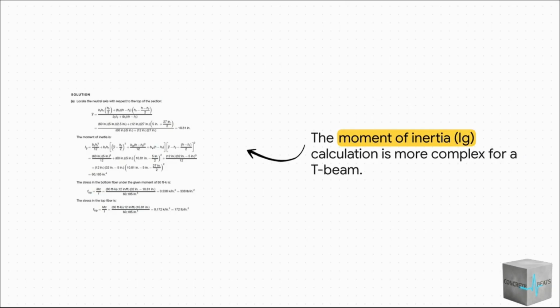To get the moment of inertia, I_G, for this shape, we have to use something called the parallel axis theorem. Basically, we calculate the inertia for the top piece and the bottom piece on their own, and then we add them together along with a correction for how far away they are from that neutral axis we just found. It's a beast of a calculation for sure, but look at the result. 60,185 inches to the fourth? That's way bigger than the rectangle, which tells you this T-shape is way more resistant to bending.